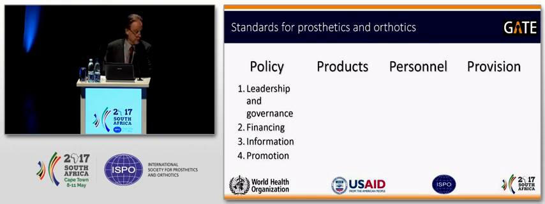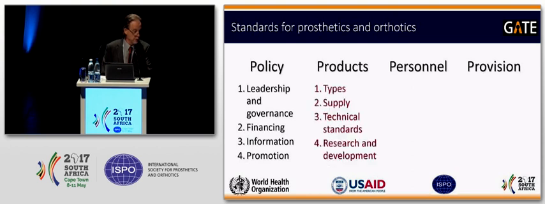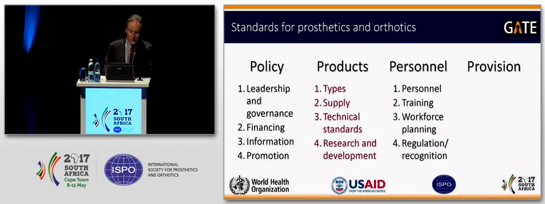structure. So the policy chapter has subsections on leadership and governance, financing of services, information on services, and promotion of services. The product chapter talks about the types of products, supply of components and materials, technical standards, and research and development. And the personnel chapter talks about, introduces to the different personnel needed, the training needed, workforce planning, professional regulation and recognition.